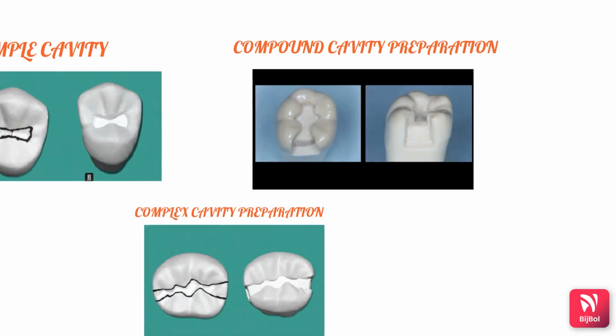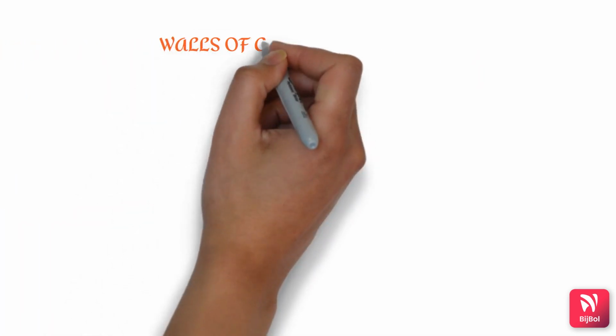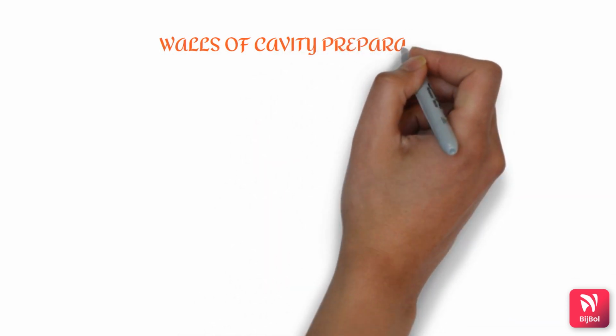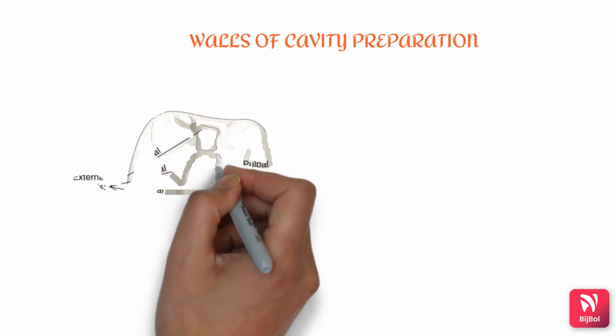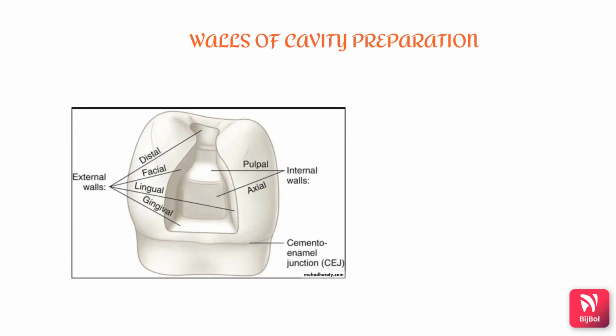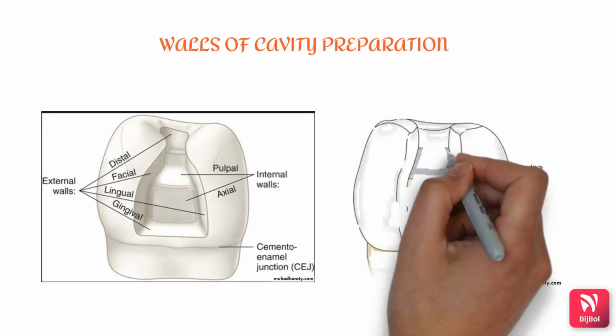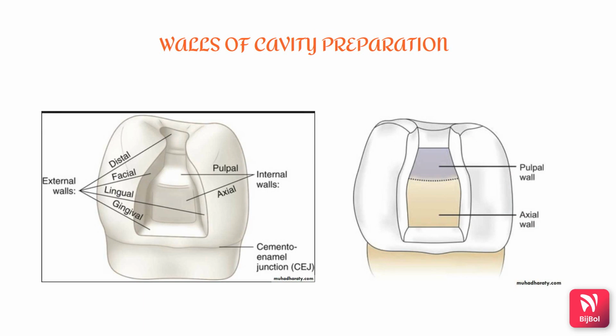Now we'll see what the walls of the cavity preparation are. Any surface of the prepared cavity is referred to as a wall. So we have various walls, such as the internal as well as the external walls. The external walls include the distal wall, facial, lingual as well as the gingival wall of the cavity. Whereas the internal walls include the axial as well as the pulpal wall. The axial wall is the internal wall that is parallel to the long axis of the tooth, whereas the pulpal wall is the internal wall which is perpendicular to the long axis of the tooth. This wall is occlusal to the dental pulp.